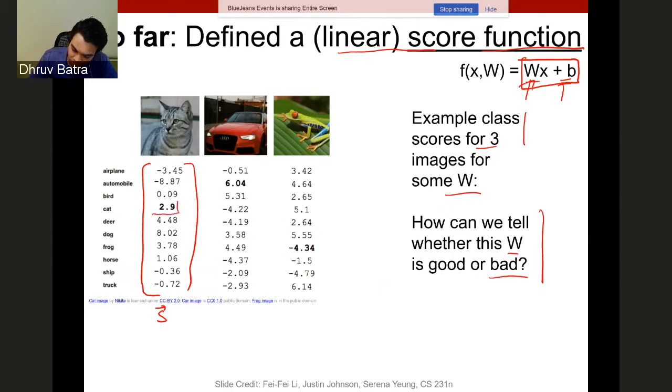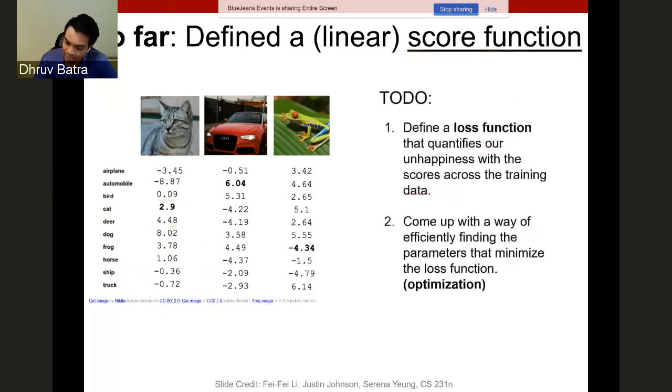Well, this particular W seems to assign 2.9 score, and these scores are real valued numbers, right? They're not probabilities. They're not between 0 and 1. They're just arbitrary numbers. So it assigns 2.9 score to the cat class. We can see this as a cat class, but there are other categories where higher scores are assigned. So this one doesn't seem to be a particularly good W. So our job is, how do we tell what's a good W? We have to define a loss function that quantifies our unhappiness with the scores across the training data. And then we have to come up with a way of efficiently finding the parameters that minimize the loss function. That's the optimization part that we will not do today, but we will define a loss function.